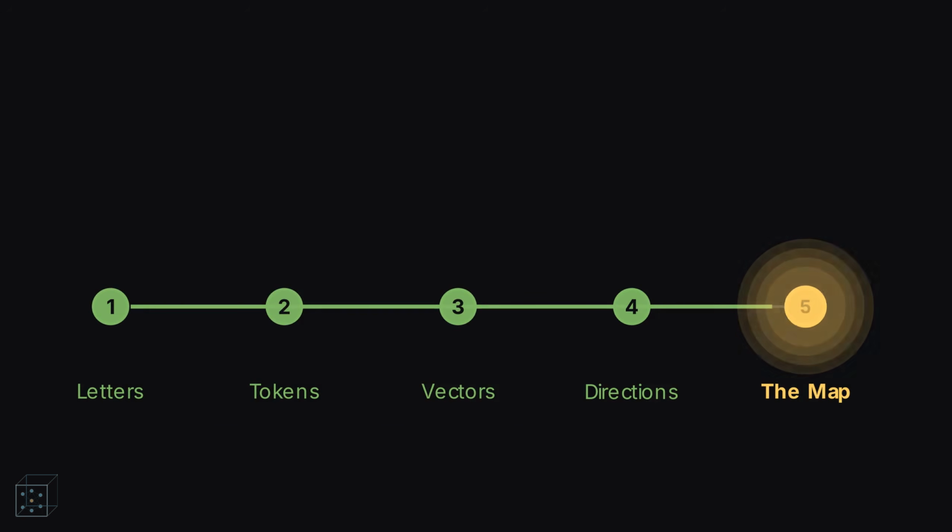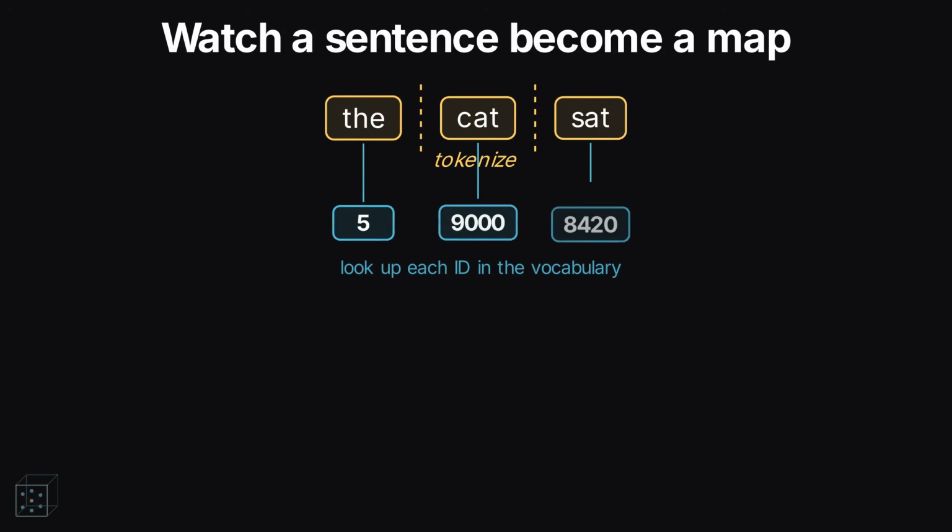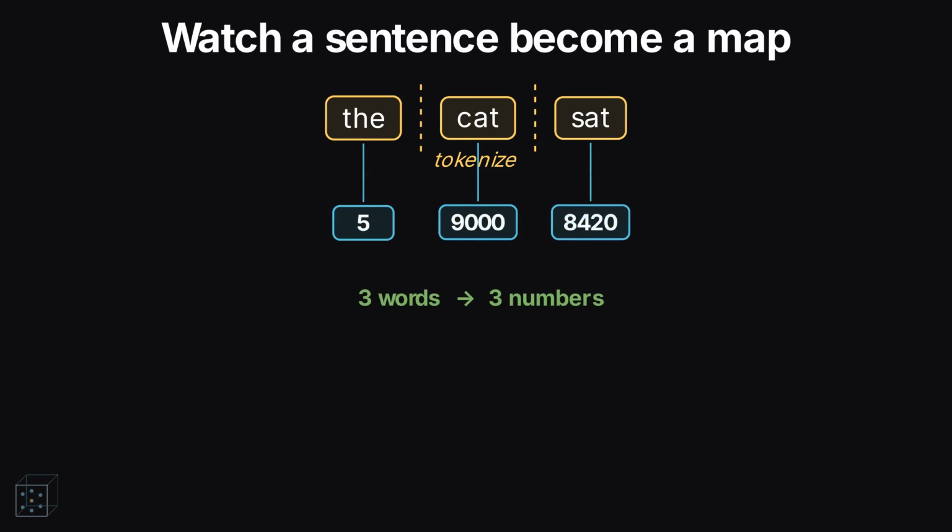Part 5. Watch a sentence become a map. Let's run the whole pipeline on one real sentence. The cat sat. First, tokenize: snap it into chunks, the, cat, sat, and look up each one's ID number in the vocabulary. 3 words in, 3 numbers out.